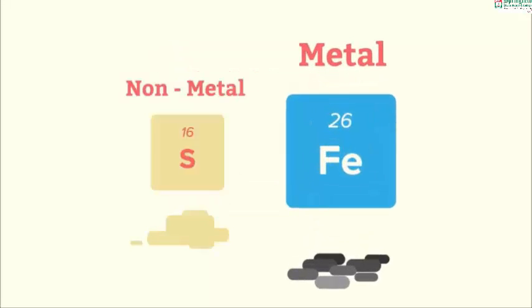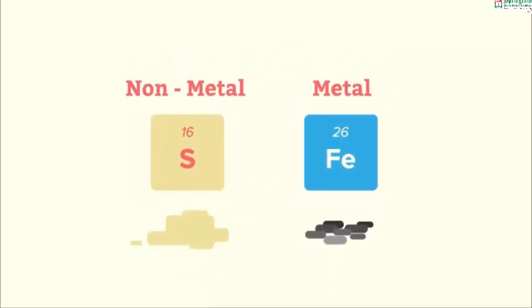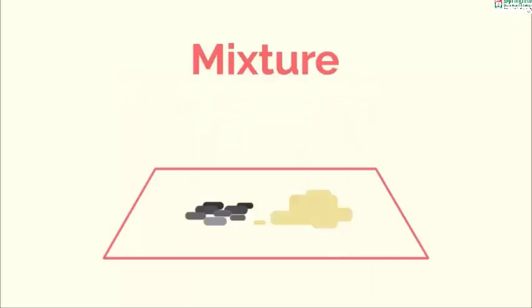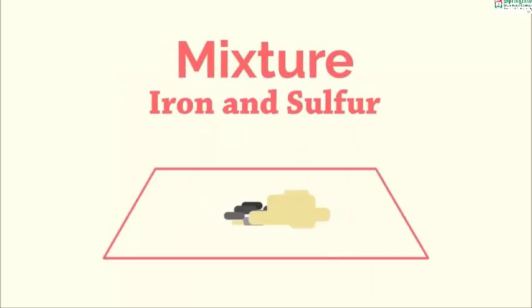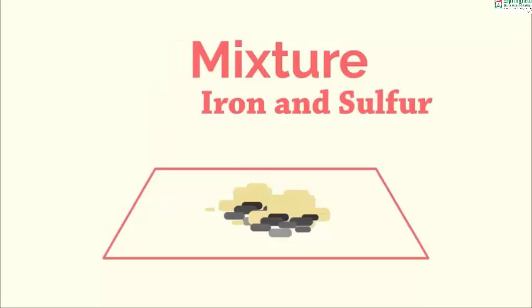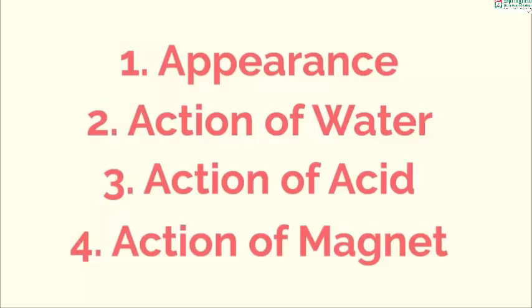Tests. Iron is a metal element, sulfur is a non-metal element. So some iron filings and sulfur powder are mixed together on a piece of paper, and we now have a mixture of iron and sulfur. As said earlier, the components of a mixture, in this case iron and sulfur, are not in fixed proportions. So let's now perform those same four tests on the mixture of iron and sulfur.